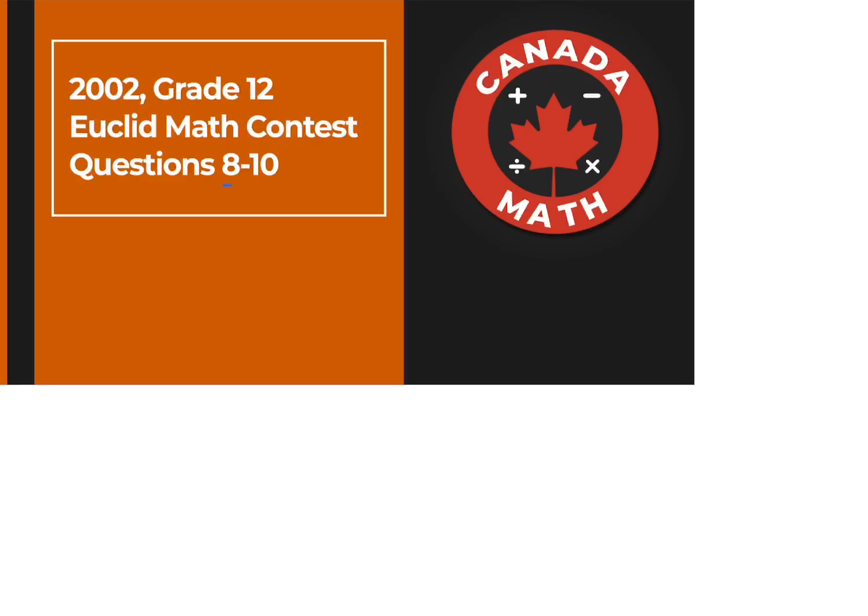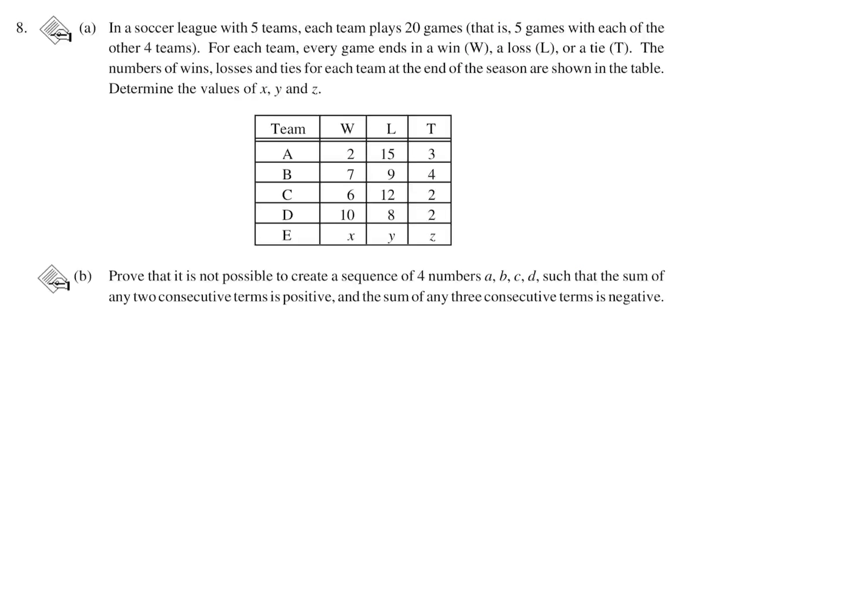Questions 8 through 10 on the 2002 Grade 12 Euclid Math Contest. In a soccer league with 5 teams, each team plays 20 games, that is 5 games with each of the other 4 teams. For every team, every game ends in a win, loss, or tie. The number of wins, losses, and ties for each team at the end of the season are shown in the table. Determine the values of x, y, and z.